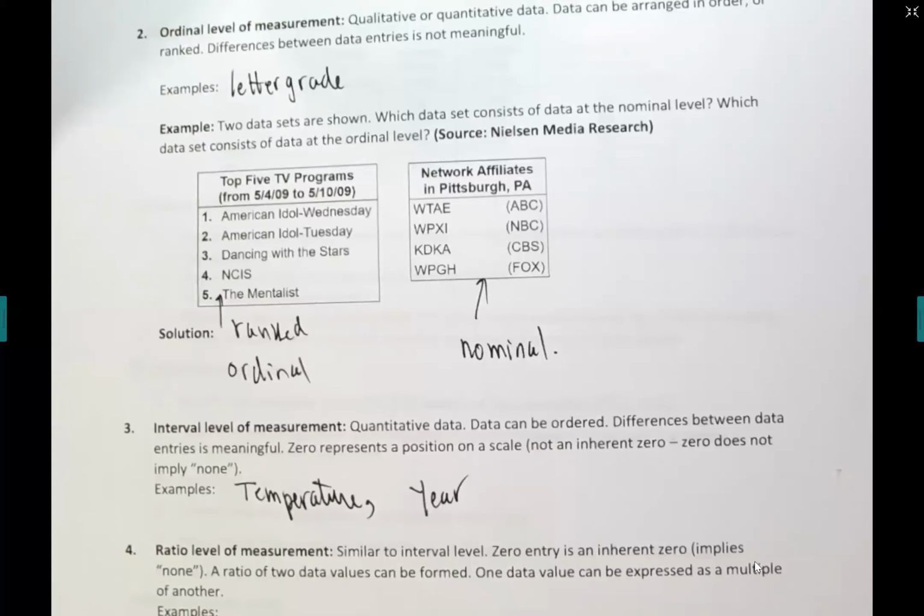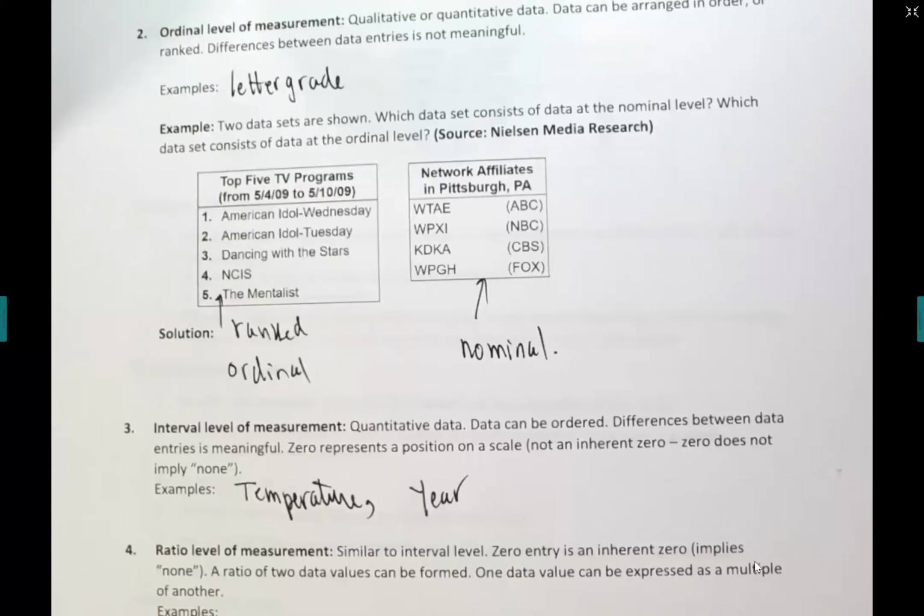Actually, guys, it doesn't make sense. Let me tell you why. If it is 2 degrees in Detroit and 4 degrees in Dearborn, you're not going to be able to tell the difference. It's going to be very cold. So if it is 1 degree in Detroit and 2 degrees in Dearborn, it doesn't mean that it is twice as warm.